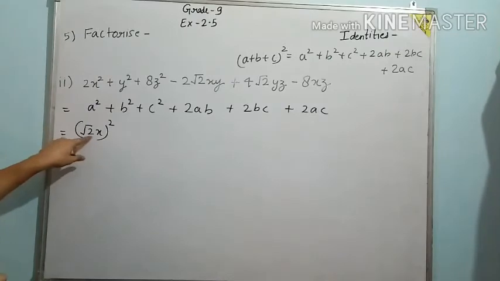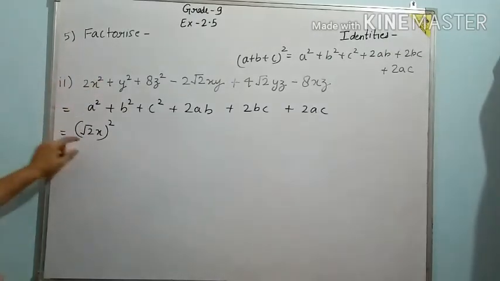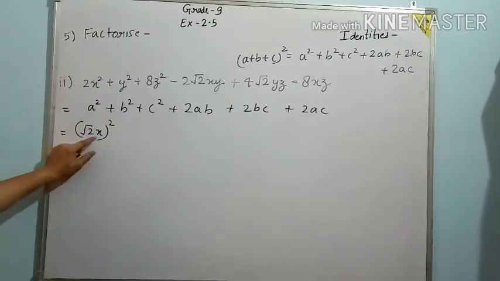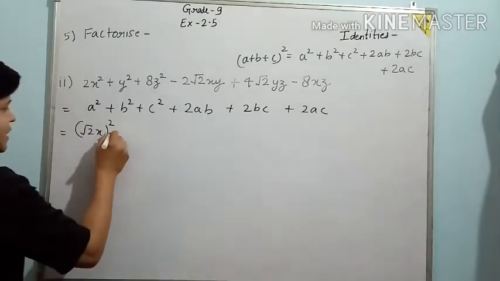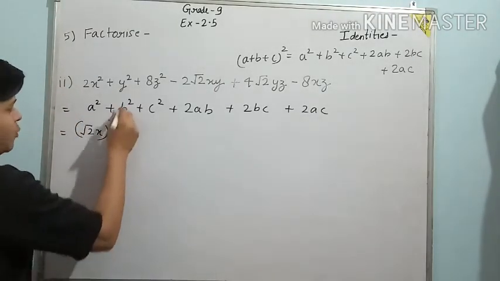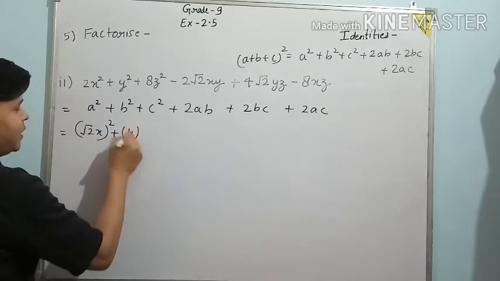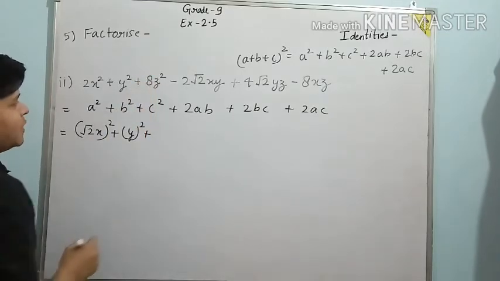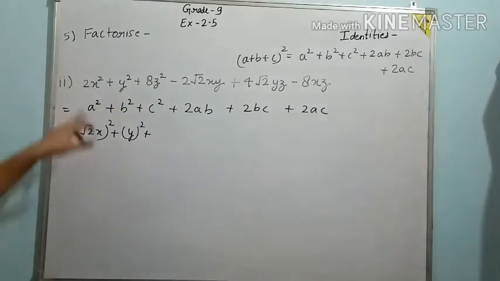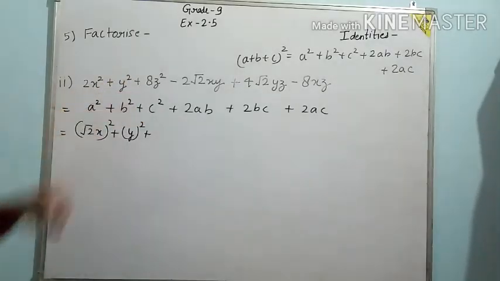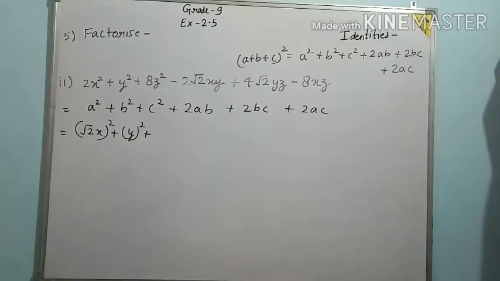Okay, when you find the square of this, you will get 2x square, because the square of root 2 is 2 and the square of x is x square. Similarly this is b square, that means your b is y. So I am writing this here, and in place of c what will you write? This is done, this is done, and for 8z square, just think what can you write here? You can write here 2 root 2.